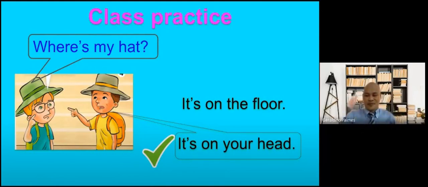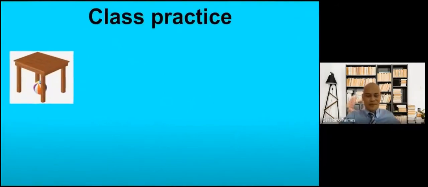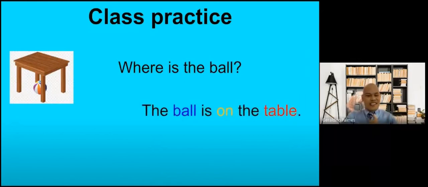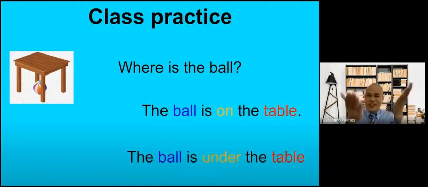Great job. Now, let's look at another example. This time, it's not about the things on the camping. It's just something like a toy. What should be the right question here? Where is the ball? The ball is on the table. The ball is under the table. It's your turn. Where is the ball?